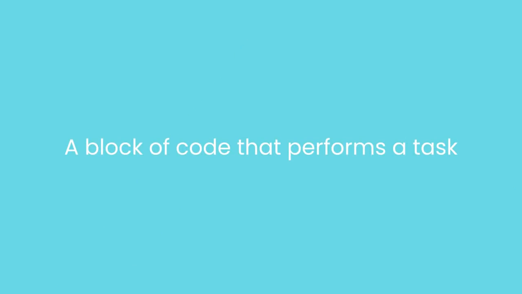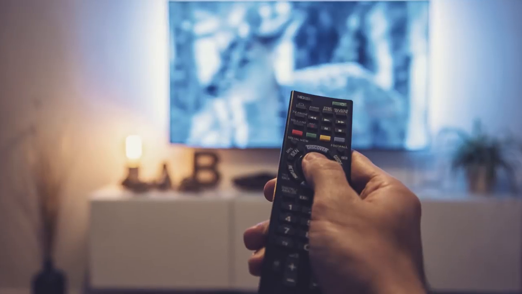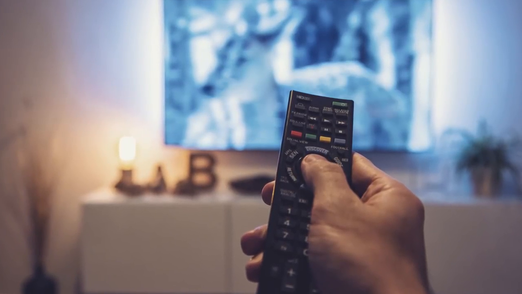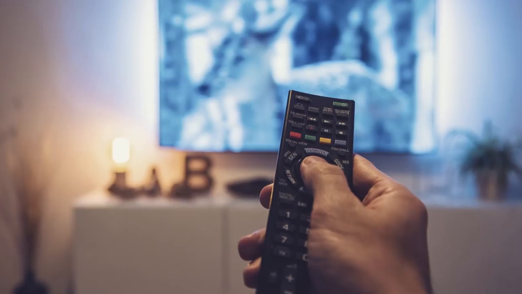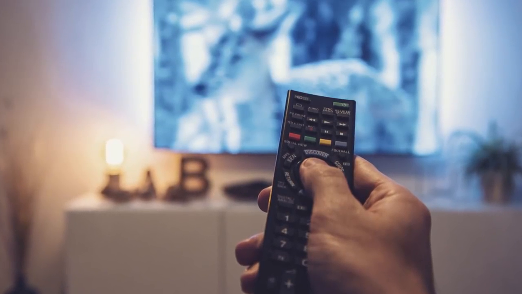In this Java tutorial, we're going to look at the anatomy of Java programs. The smallest building block in Java programs are functions. A function is a block of code that performs a task. As a metaphor, think of the buttons on the remote control of your TV. Each button performs a task. Functions in programming languages are exactly the same.